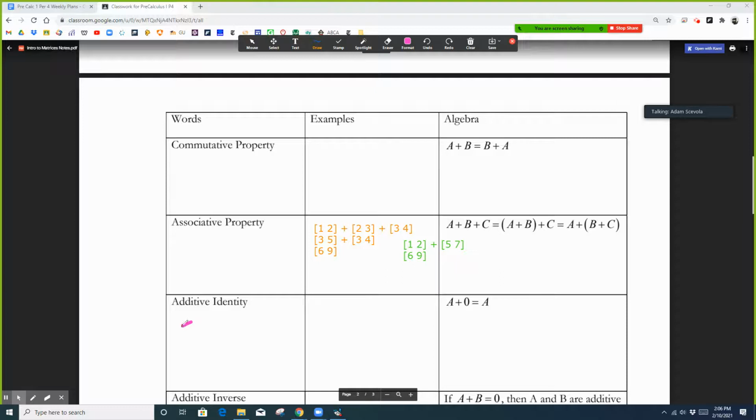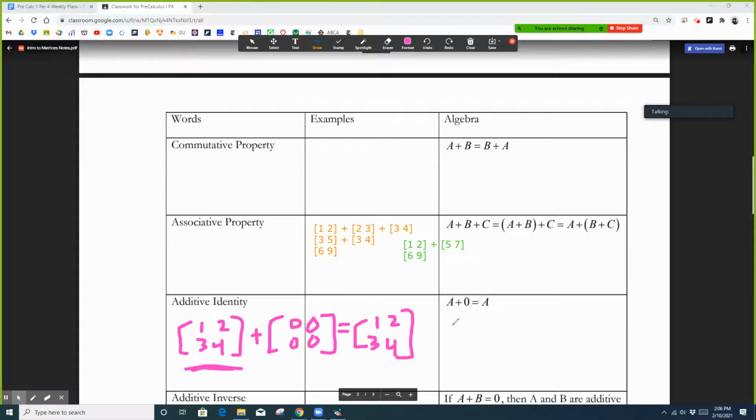So with matrices, the additive identity would be a matrix with all zeros, but it has to be the same dimensions. So if I wanted to add something to this so that it keeps its identity, I would add the matrix that has all zeros in it. And that's going to keep this matrix the same. So like 1, 2, 3, and 4. All right.